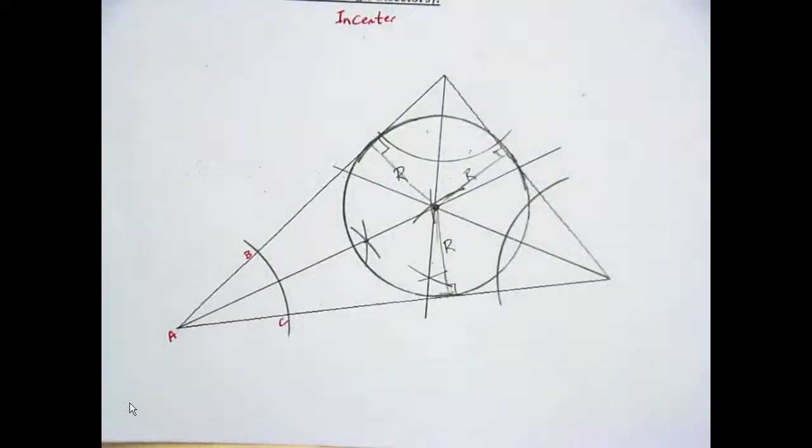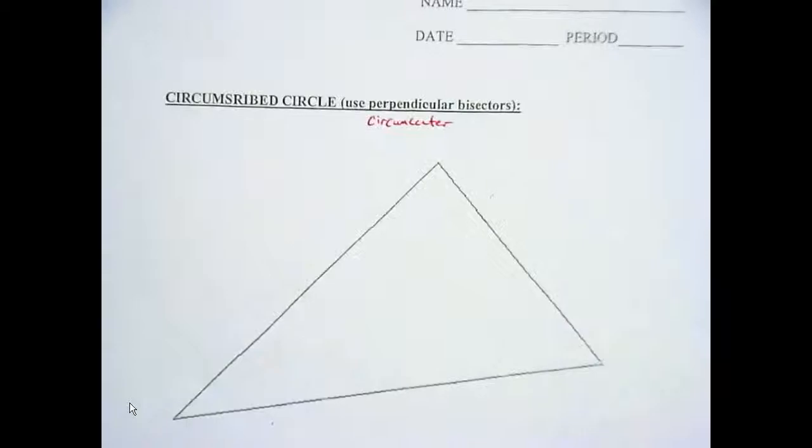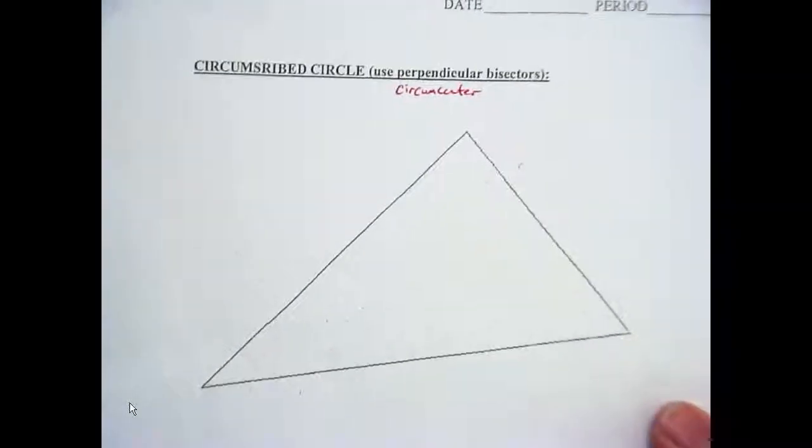All right. How many got it? Okay. Hey, if you're still working on it, go ahead and set it aside for a minute. We'll come back to it. I want you to turn the paper over to the other side, and we're going to do circumscribed circles.